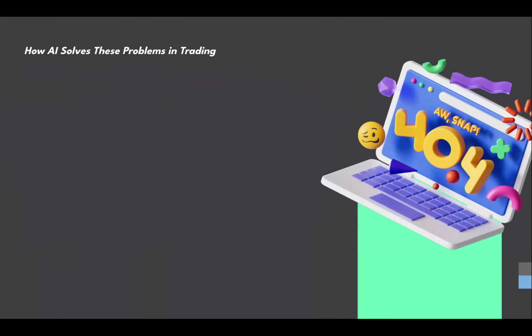So the question is, how does AI solve these problems in trading? One is that it removes the emotional bias for us. We are not the ones trading, analyzing the chart, or making the decisions. It's the AI that is making the decision based on the data it has, and then applying the strategies that we have allowed it to use for us.